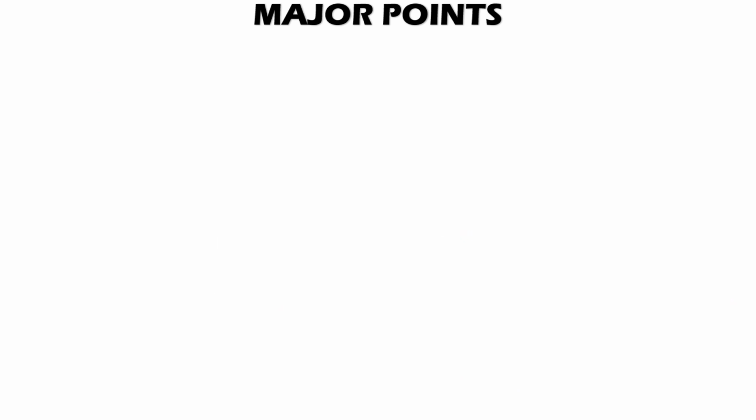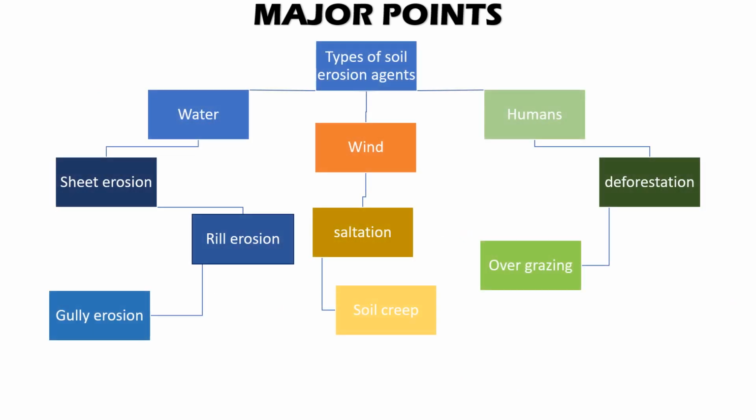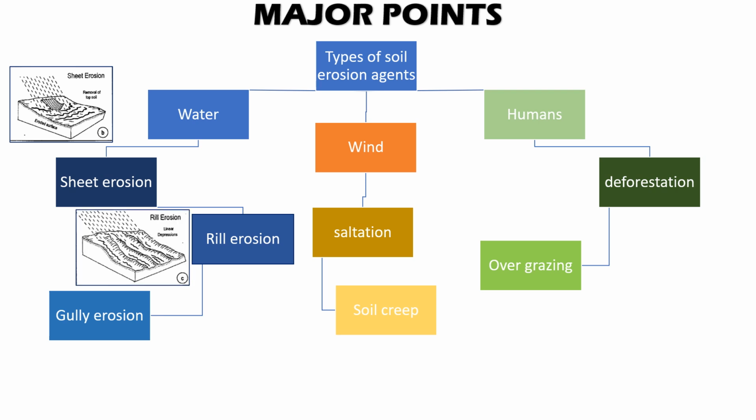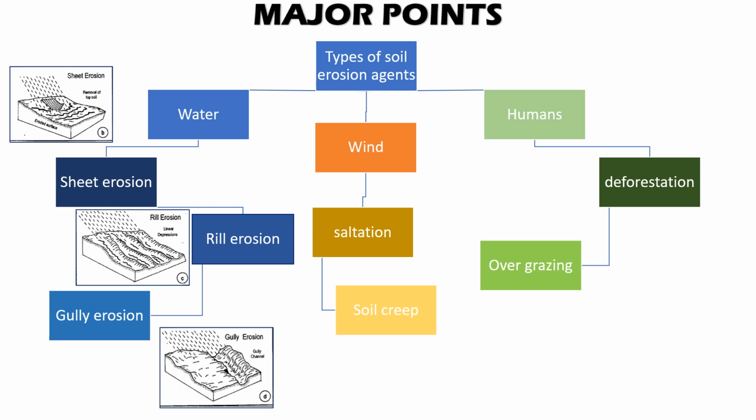Now let us discuss the soil erosion agents. In this particular chapter, we have three types of soil erosion agents: water, wind, and humans. In terms of water, the first stage of soil erosion is sheet erosion. When sheet erosion continues for a long time, it leads to rill erosion. And when rill erosion continues for a long time, it leads to the last stage of water erosion of the soil, that is gully erosion.